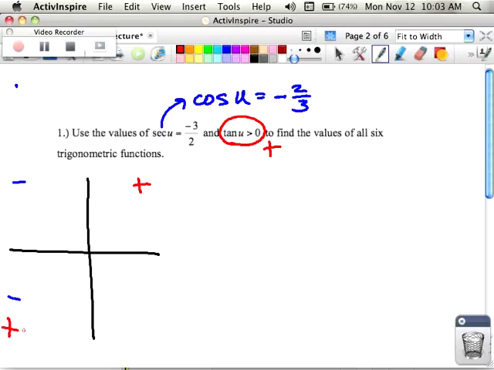So the cosine is true in 2 and 3. The tangent is true in 1 and 3. The only place where they're both true is quadrant 3. So that's where I draw my triangle. I go to quadrant 3, and I draw my triangle. Remember, you always have to be going to the x-axis. The angle always has to be next to the origin.